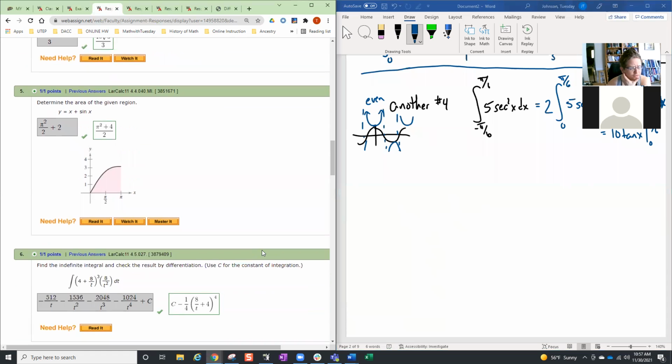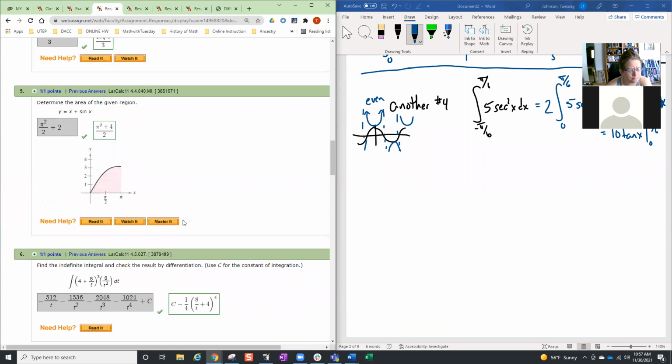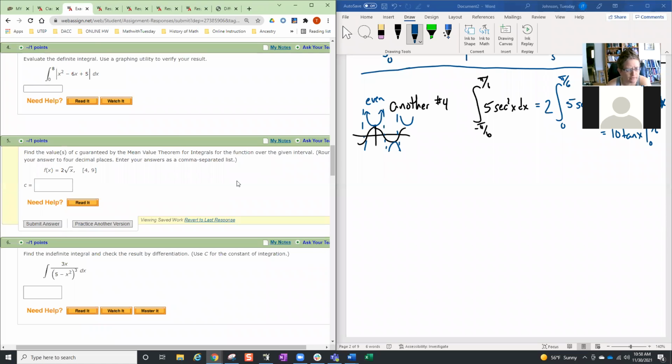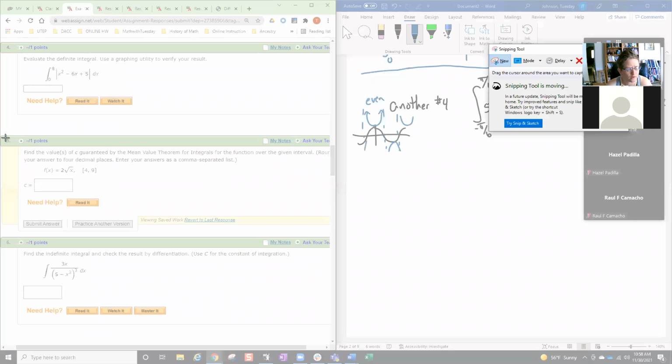Number 5. I think on number 5, the hardest part is knowing how to write it up. But remember, we're going from 0 to pi, our x values, that's the value on the integral. It gives you the function, and then you just evaluate. So I'm not going to look at this number 5, but I am going to look at my number 5. My number 5 says we want to use the mean value theorem for integrals.